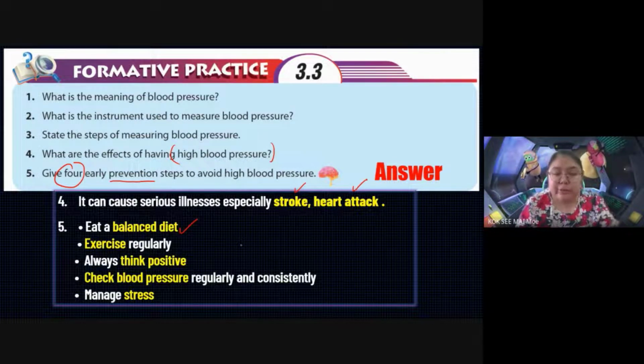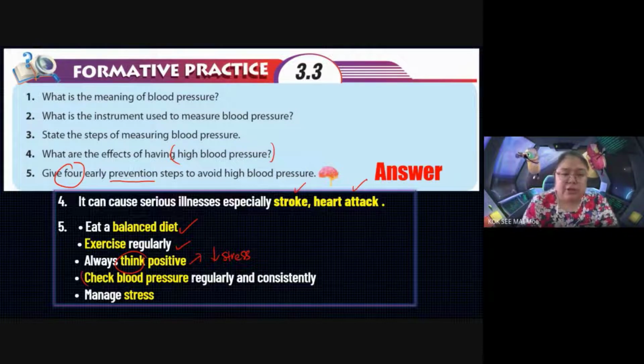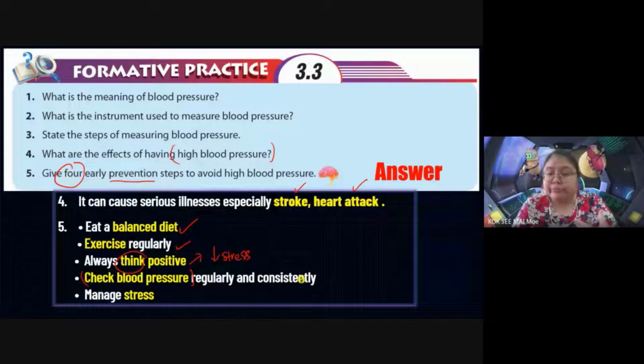So eating is very important. Number 2 is exercise. Number 3, think positive. Think positive, that means you can reduce the stress. Number 4, check the blood pressure regularly and also consistently. Maybe every week you go to check. Maintain the blood pressure.